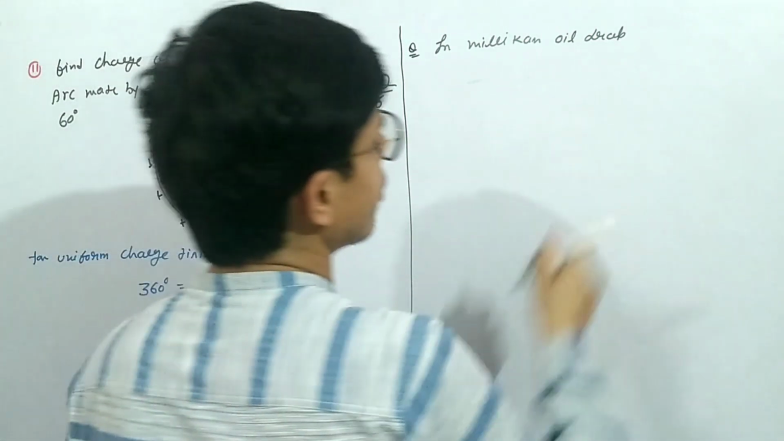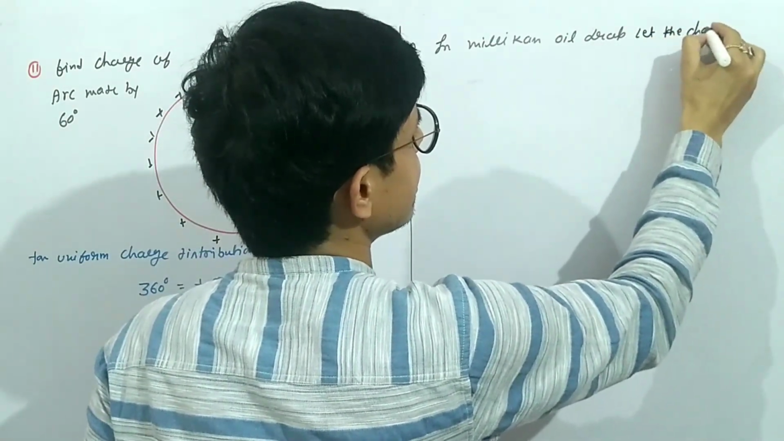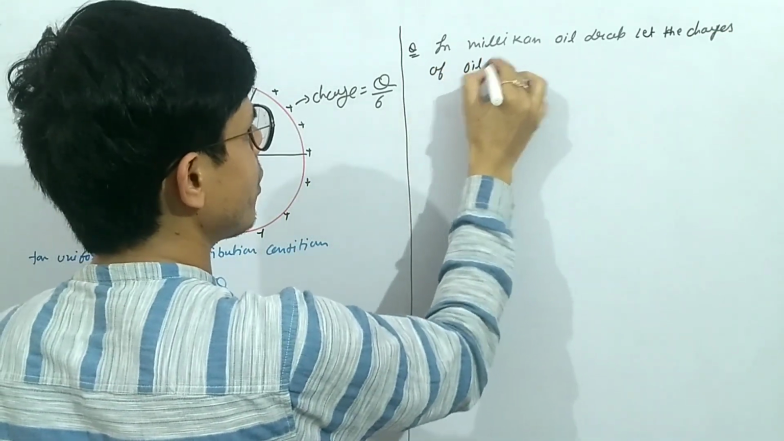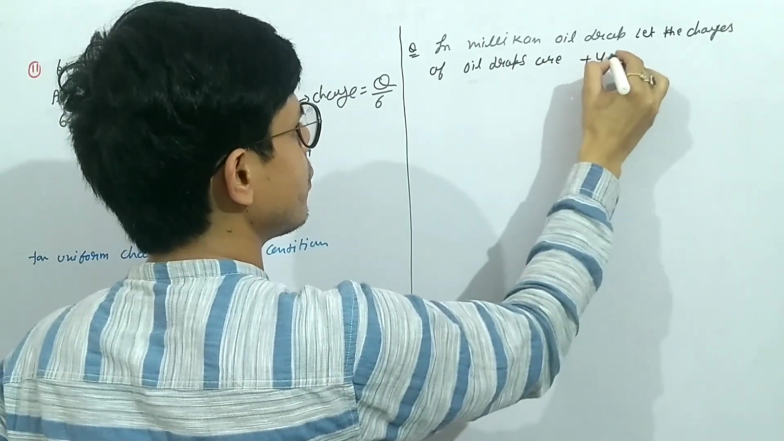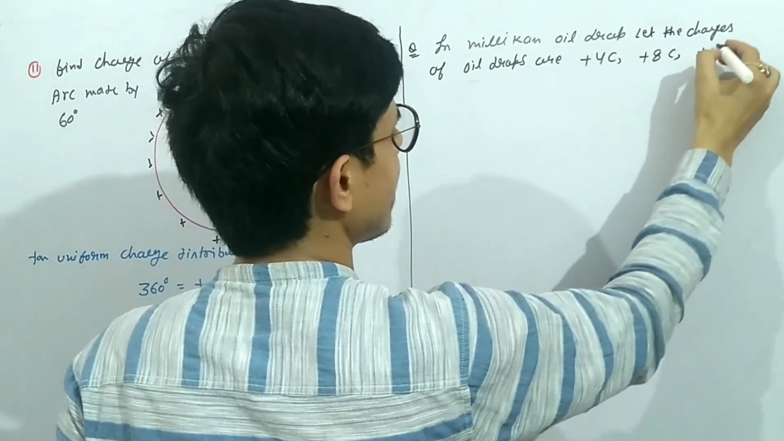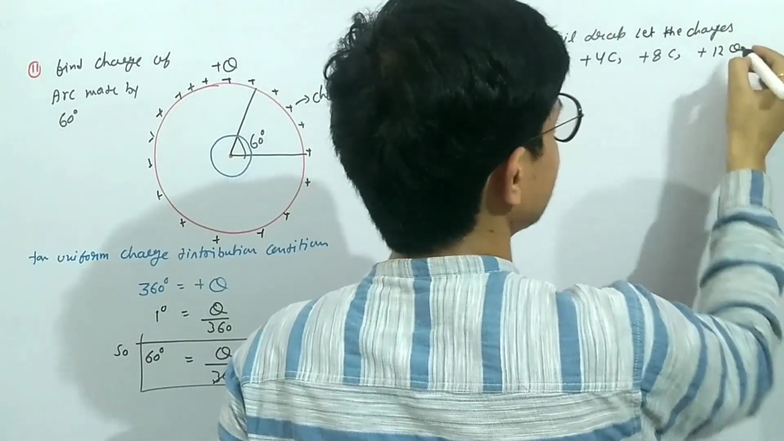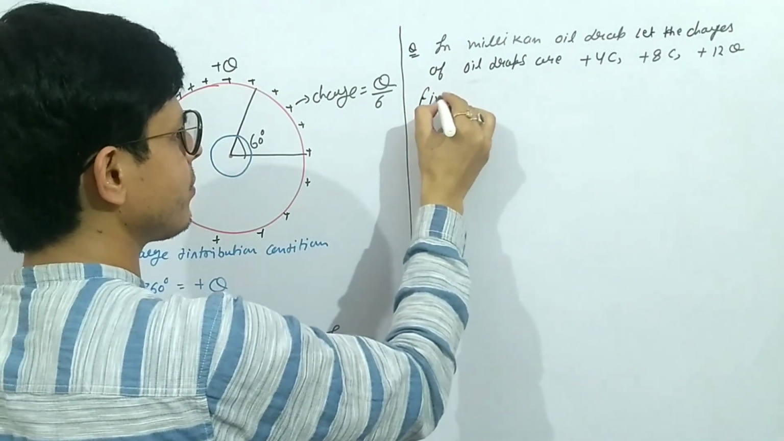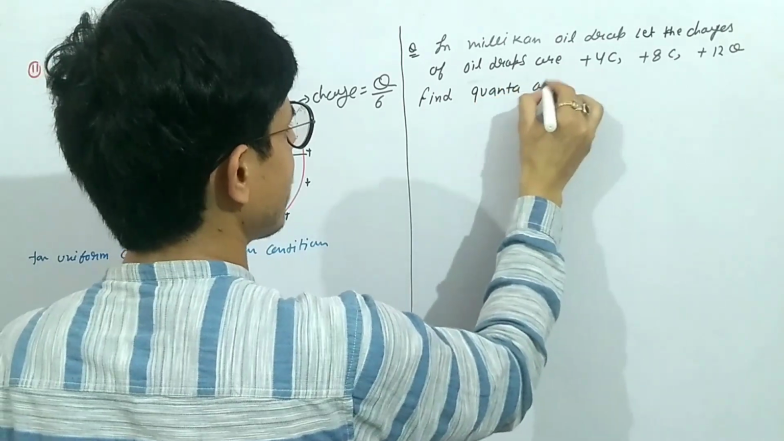In a Millikan oil drop, let the charges of oil drops be plus 4 coulomb, plus 8 coulomb, plus 12 coulomb, like this. So what is our task? Find the quanta of charge.